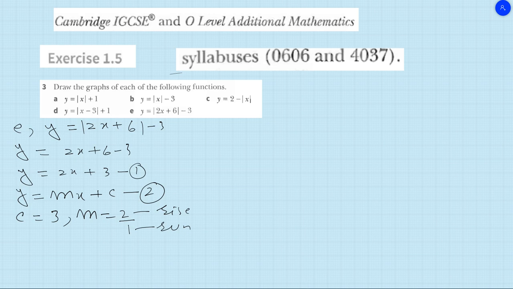And for the vertex, the expression in the absolute sign, 2x + 6, should be equal to 0. Then 2x = -6, so x = -3. Hence our vertex is (-3, -3). Hope you understand.